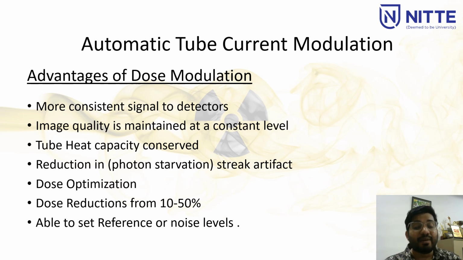Also tube heat capacity is conserved, because it is not a fixed MA, it is going down and going up, so you can have a bit more tube life as well. There is also a reduction in photon starvation streak artifacts, and dose optimization, with 10 to 50% dose reduction achievable. You are also able to set a reference or noise level.